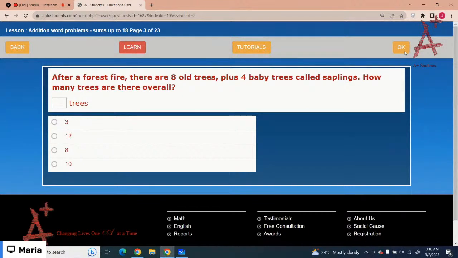Okay, the next one is: after a forest fire, there are 8 old trees plus 4 baby trees called saplings. How many trees are there overall? So you have to calculate the total trees. So to calculate the total trees, you have to add the old trees and the baby trees. Got it? So let's just add 8 plus 4.